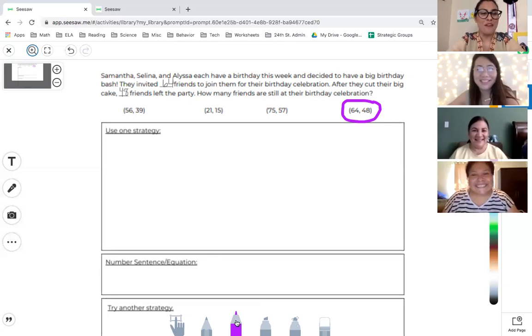All right. What is that number 48? 48, what does that represent? Miss T? 48 are the friends that left the party because they wanted just the cake. I'm just kidding.